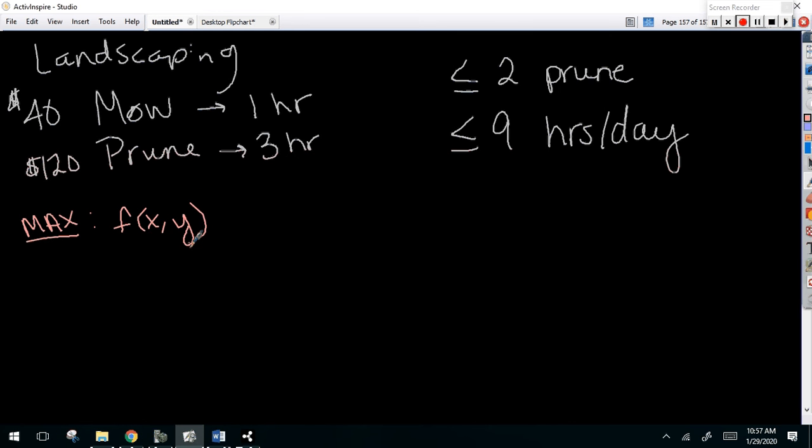So how do I find how much money I bring in? By doing all these problems. That's a lot, but I'm saying this is the easiest formula to come up with usually. If I'm going to let mow be x and I'm going to let prune be y, how do you determine how much you make? 40x. $40 for every mow you do, plus 120y.